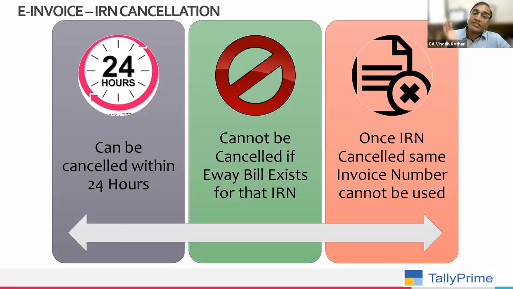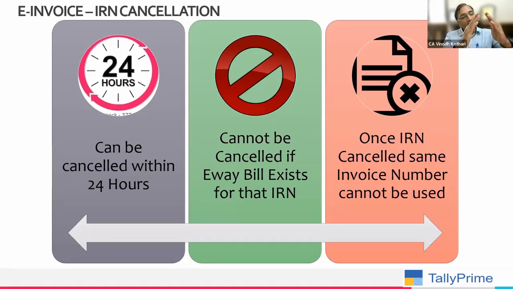Be careful. But in the same way, if you see in e-way bill, you have 24-hour time, but that 24-hour time does not calculate from the time you generate. If you generate an e-way bill now, then in e-way bill the 24 hours will continue till next day night 12. But in e-invoice, again I'm telling you, it is 24 hours from the time you generate the e-invoice. So be careful. If you have made a mistake, you have to ensure that you cancel it within 24 hours.